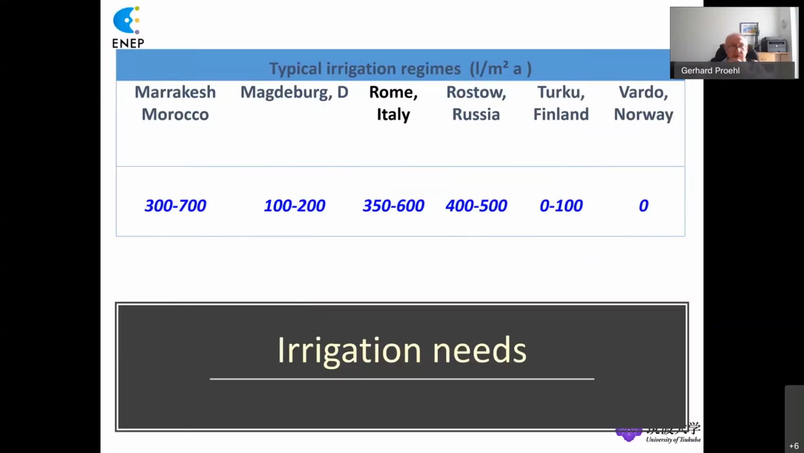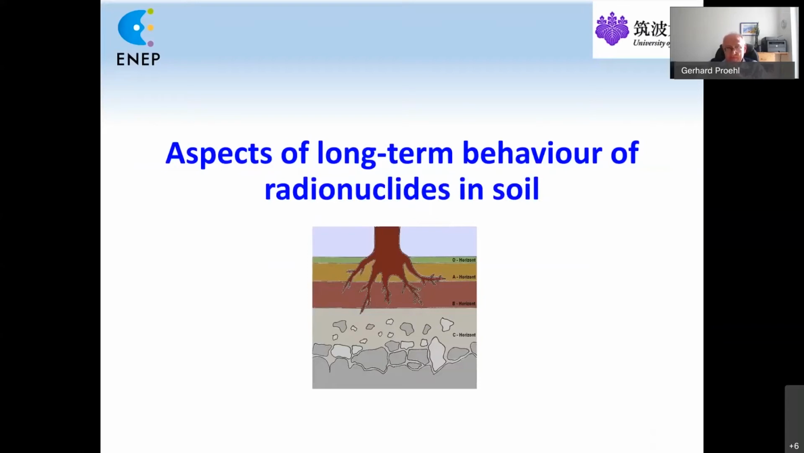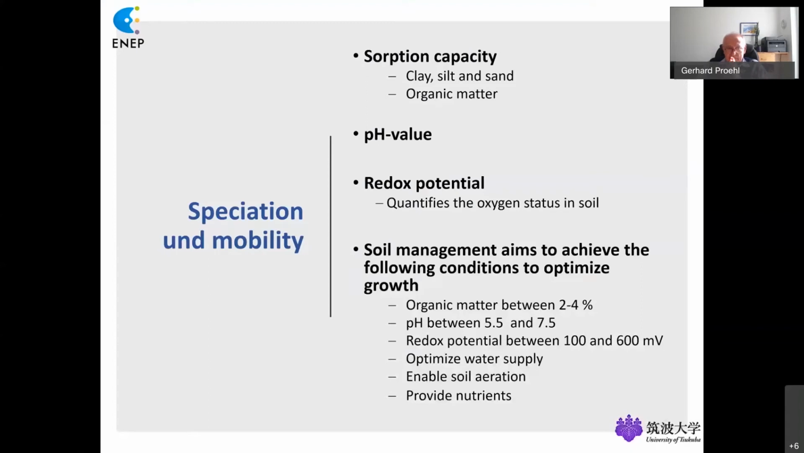Okay, let's go to some aspects of long-term behavior of radionuclides in soil. A key question here is speciation and the mobility of radionuclides in soil, in particular because we have some elements which have a very pronounced speciation. I will come to this a bit later. But if you look at the factors which control mobility in soil, we have, first of all, the sorption capacity determined by clay, silt and sand and organic matter. The pH value may have a strong influence on speciation, as well as the redox potential, which quantifies the oxidant status in soils.